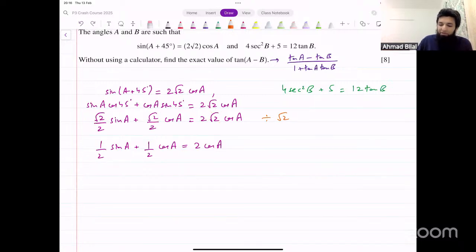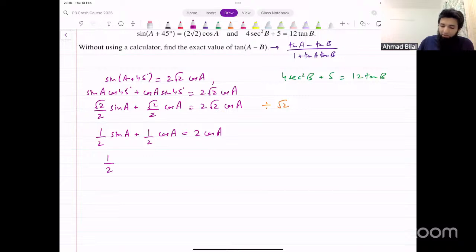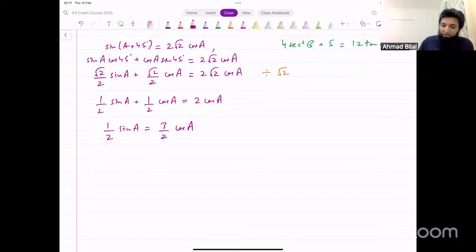Now we have this. It becomes 1 over 2 sine A equals 2 minus half, that will be 3 over 2 cos A. 2 and 2 also get cancelled. And we have sine A. If I bring cos A to the other side, sine A over cos A equals 3. And that's tan A. Tan A equals 3. That's the value of tan A that we have. Okay.